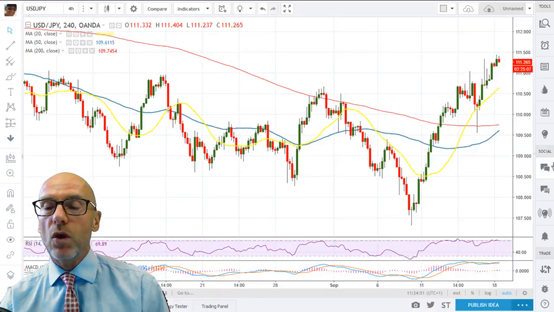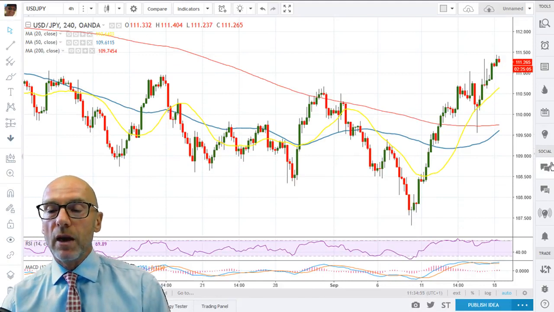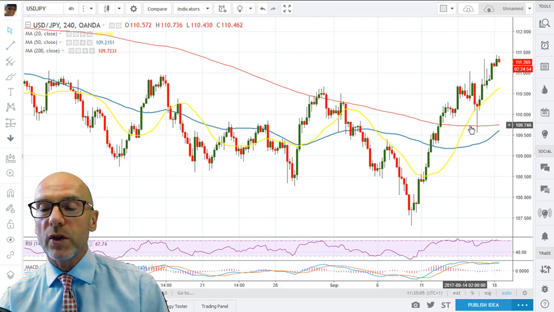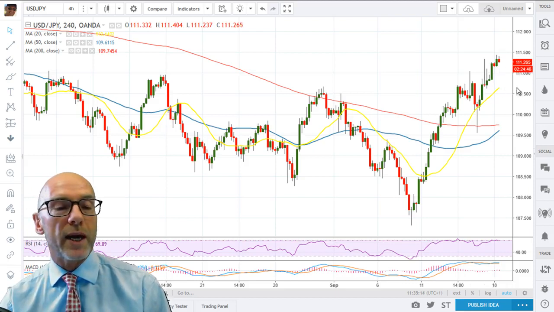On the 4-hour chart, we found support at the 24-hour, which is rising quite strongly. That did create a golden cross when it came through the 50, which was good, although it didn't go through the 200. But it's still positive that it did go through the 50. That would give support on any pullback. That's at 110.64.